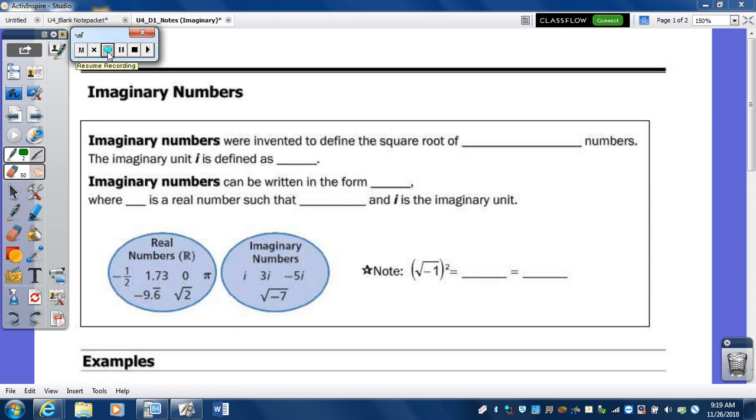So imaginary numbers are a difficult concept to understand, because how in the world can numbers be imaginary? And it does exist. Imaginary numbers were invented to define the square root of negative numbers. Many years ago, people were trying to solve problems specifically in physics, chemistry, and astronomy, and they couldn't do it because they ended up getting square roots of negative numbers, and they kind of hit a wall. They're like, well, we can't do this.